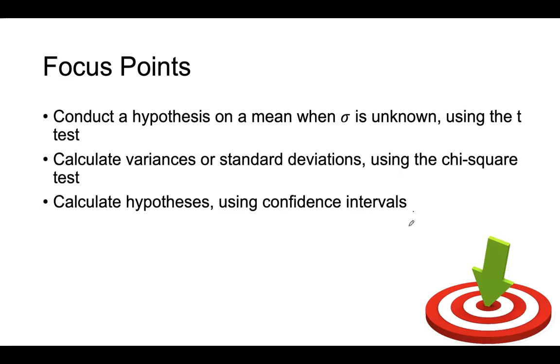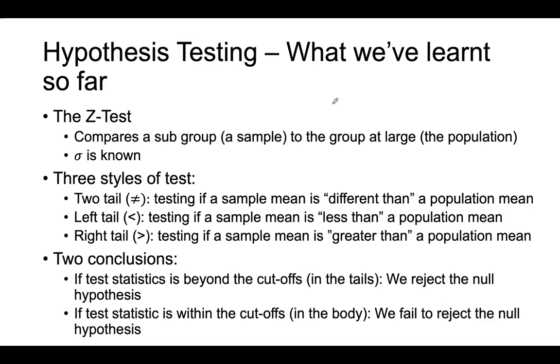If we have properly learned the foundations of hypothesis testing, this is just going to be quite similar to what we have done. So there's nothing new. But let's review what we've done so far in the course. We've previously looked at the Z test, which basically compares the subgroup, the sample, to the group at large, the population. And this is when essentially sigma was known. So this is what we previously did.